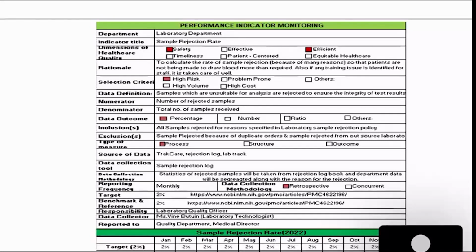And another thing, sir, this is sample rejection rate, correct? Yes, sir. Rate means we should multiply by 1000, correct?